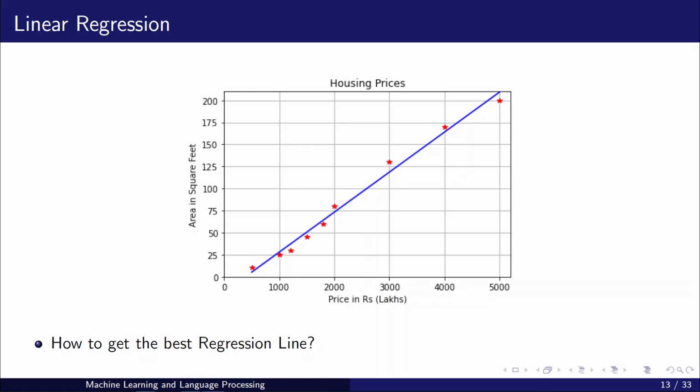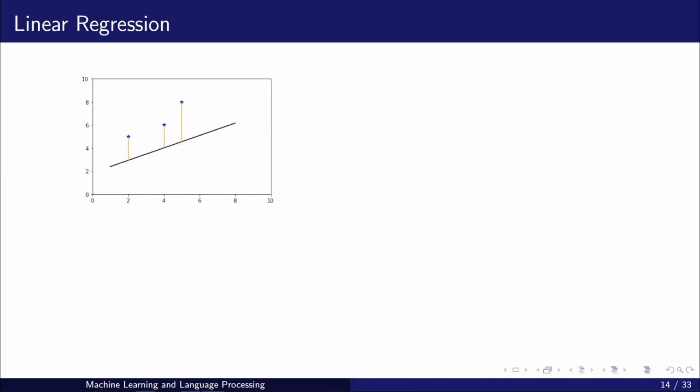Now, how do we get the best regression line? We have said that we collected this data, and using this data we have drawn this line. What is the best fitting line on this data? That is what you would like to identify. For that, let's take a simple example. Let's say we have only these three data points, 1, 2, and 3.